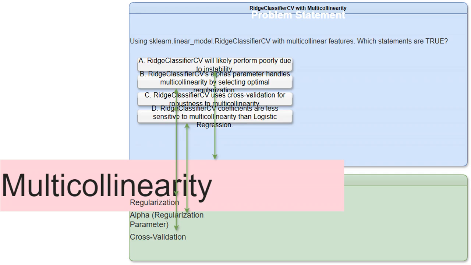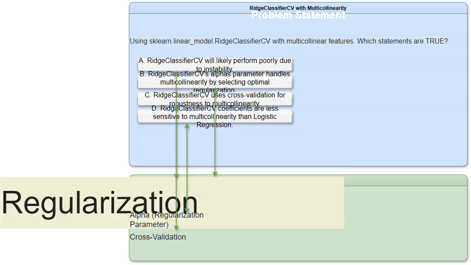Multicollinearity means that predictor variables, features, in my dataset are highly correlated. This can make it tricky to determine each feature's individual effect because they're so intertwined. Regularization is a technique I use to prevent overfitting. It reduces the model's complexity, making it less likely to capture noise in the training data.